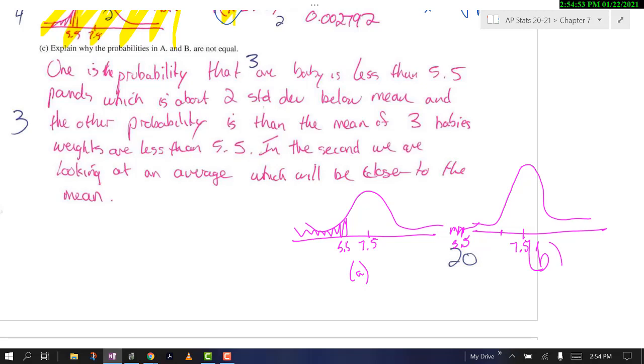Really, it comes down to variability. Those of us who said the sample sizes were different: Letter A is not a sample. It is the population. 1 is not a sample. We've got to be careful about that. So we'll talk about variability.